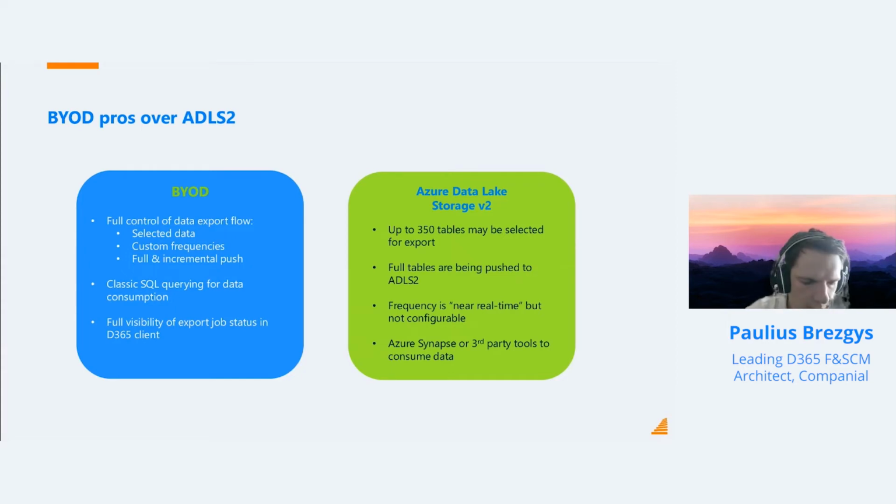Now, about that export frequency. Right now it's officially near real time, and you cannot really configure the frequency. So if you want data to load every 30 minutes, you cannot do that, because the data will probably be populated more frequently than that because of the near real time experience. Is that a bad thing? Probably not, but that's something that you cannot configure.